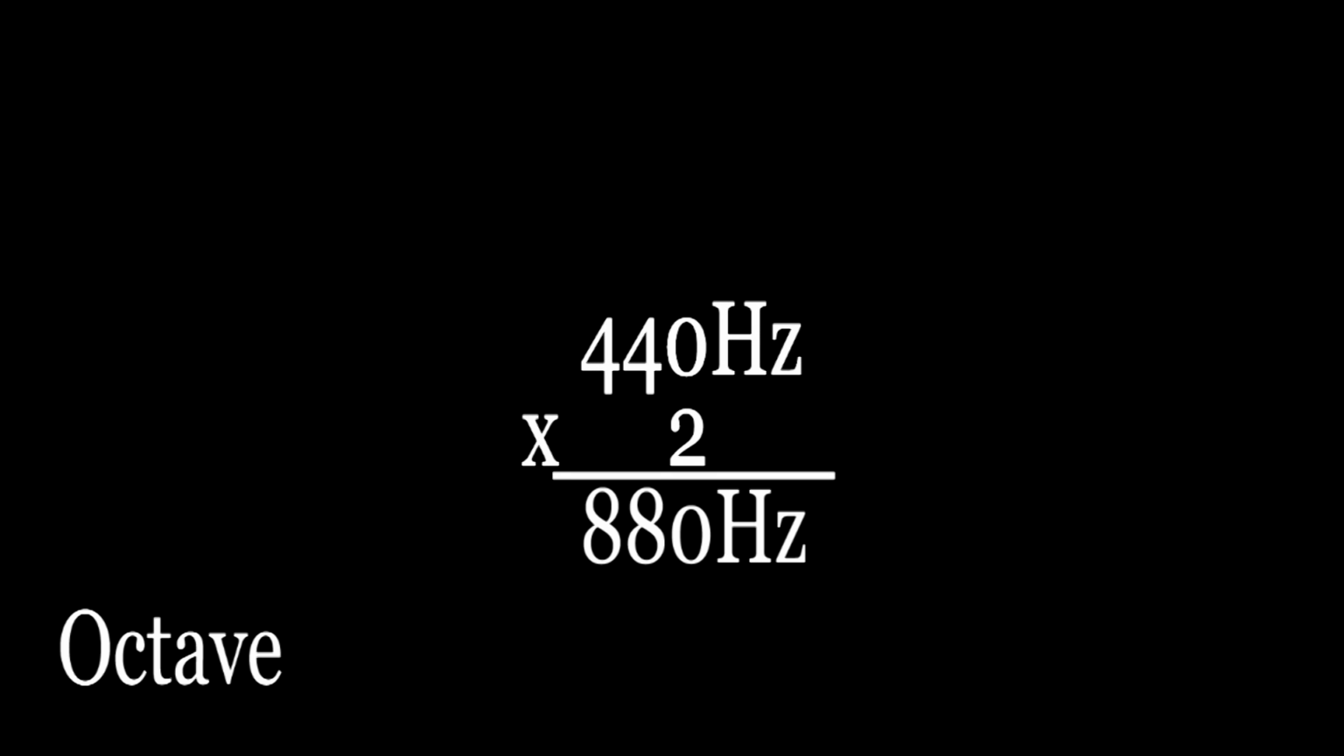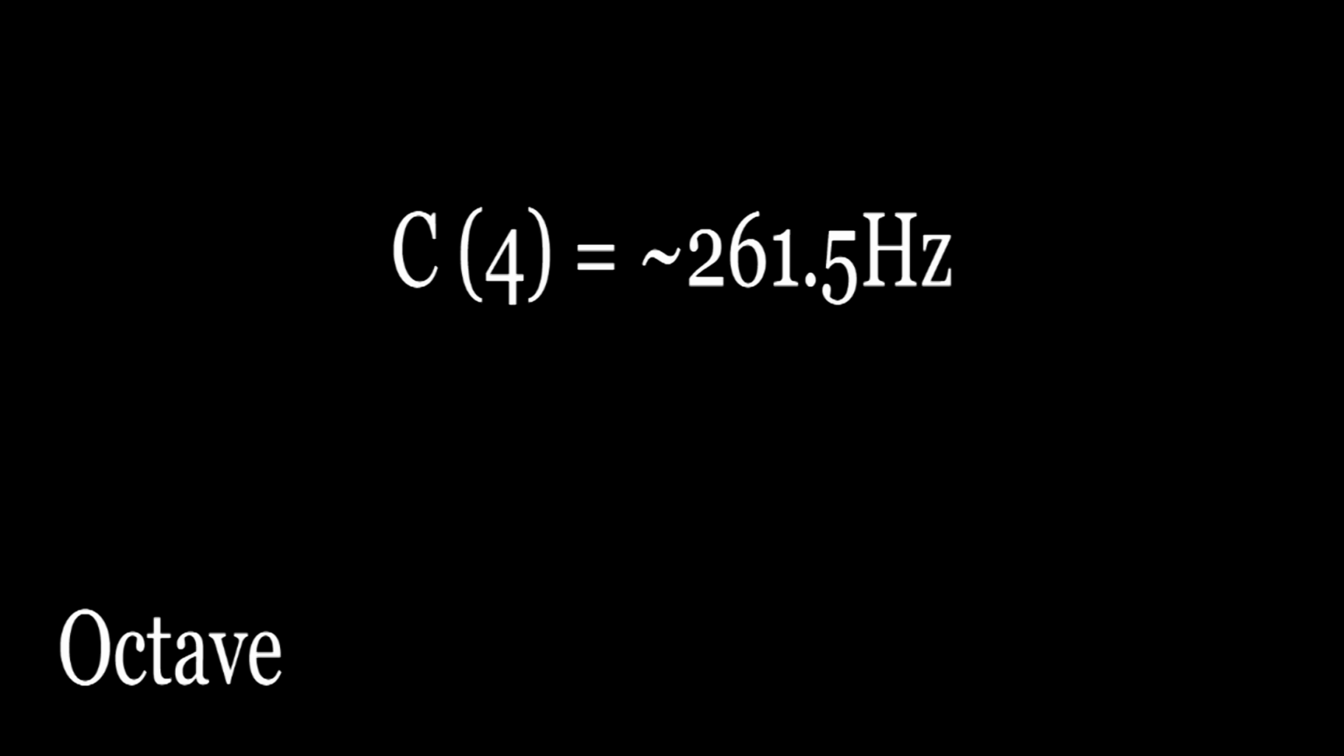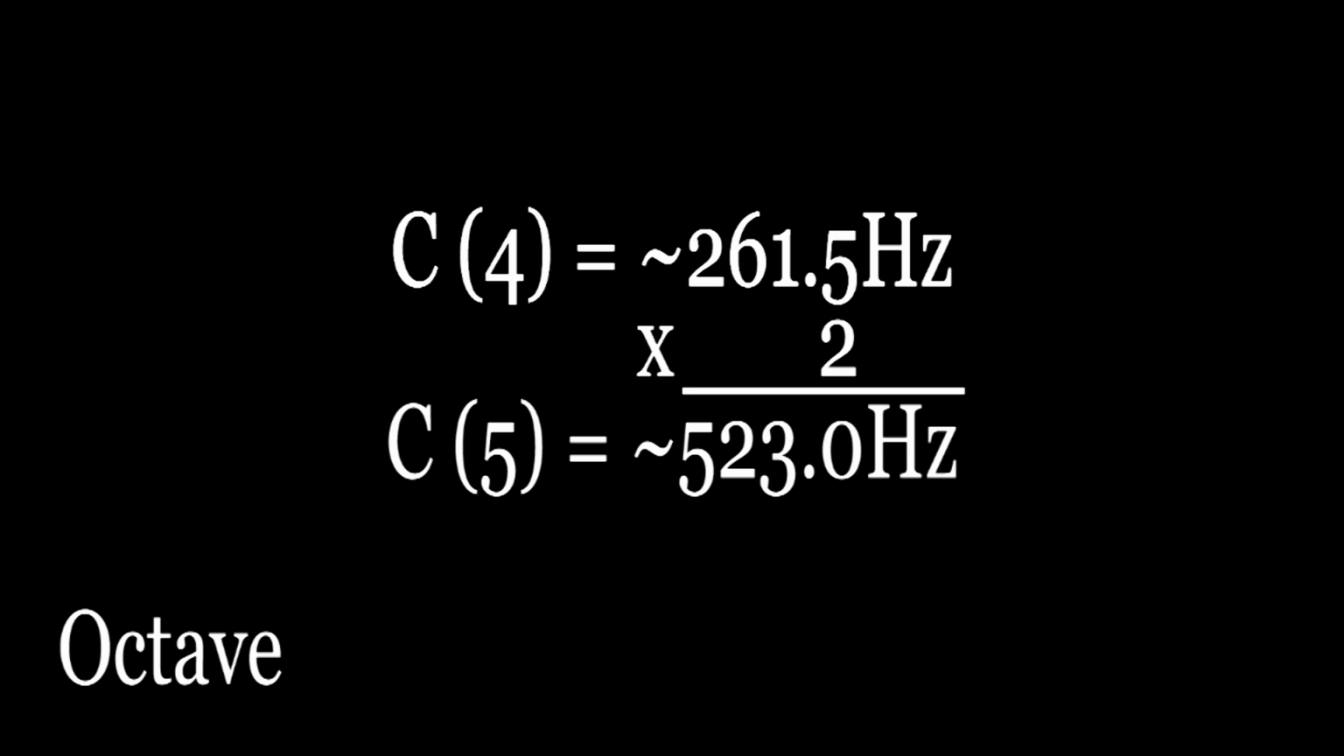An octave is an interval between a fundamental tone and another that is half or double its frequency. For example, if you play the middle C note on a piano keyboard, it will vibrate at roughly 261.5 Hz. Moving up the piano keyboard, the octave of middle C is double that, 523 Hz.